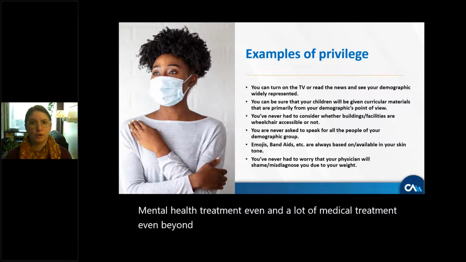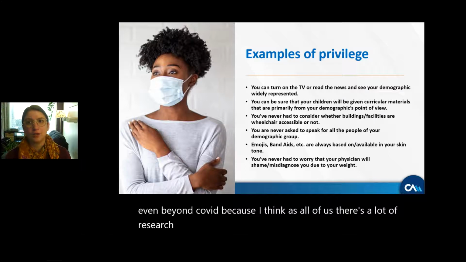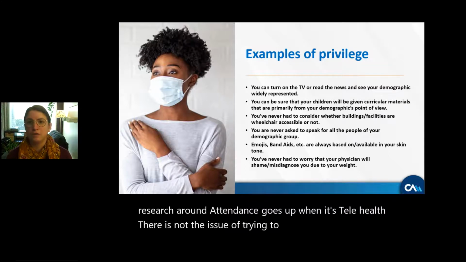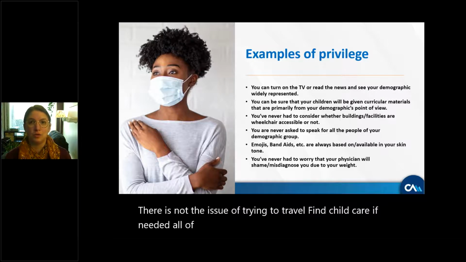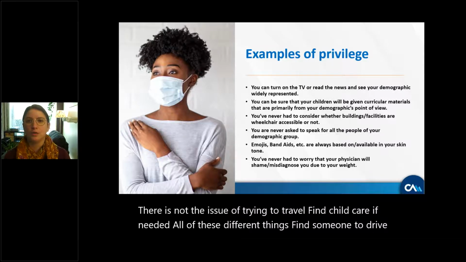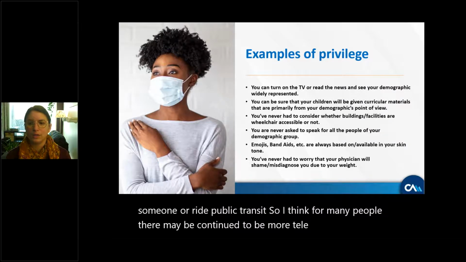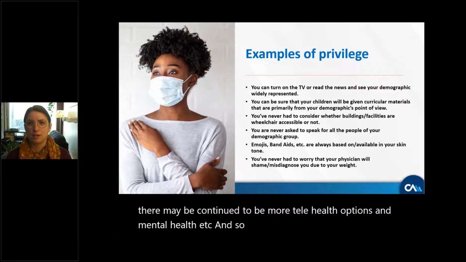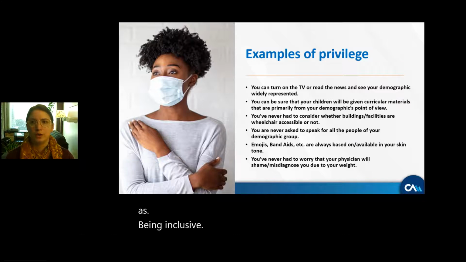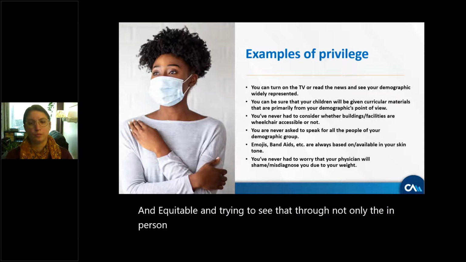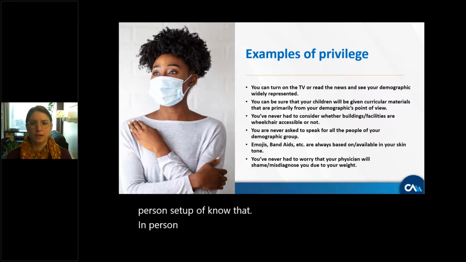Because I think, as all of us know, there's a lot of research around attendance going up when it's telehealth. There's not the issue of trying to travel, find childcare if needed, all of these different things, find someone to drive you or ride public transit. So I think for many people, there may continue to be more telehealth options in mental health, et cetera. And so thinking about how that impacts us as being inclusive and equitable, and trying to see that through not only the in-person setup of that in-person office, but telehealth as well.